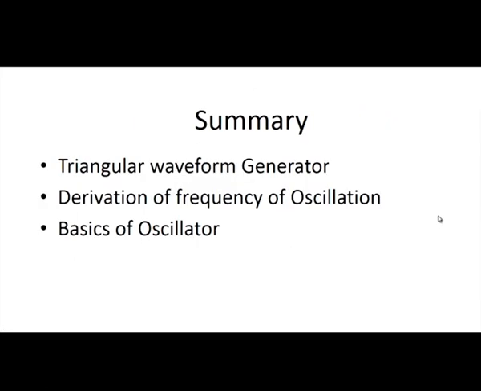So, in this lecture we have seen two types of triangular waveform generator, and we have derived the frequency of oscillation of the triangular waveform generator using a Schmitt trigger and the integrator. And finally, we have seen the basics of an oscillator, what the Barkhausen criteria for an oscillator are, and the concept of generating an oscillation in the circuit.